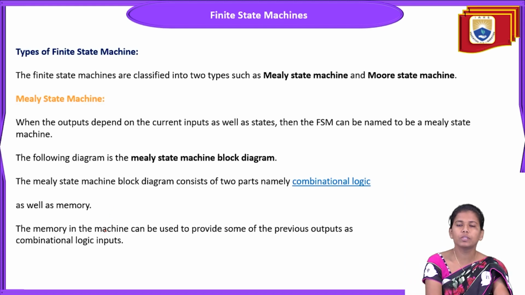So now we'll see the types of finite state machines. Finite state machines are classified into two main types. They are the Mealy state machine and the Moore state machine.